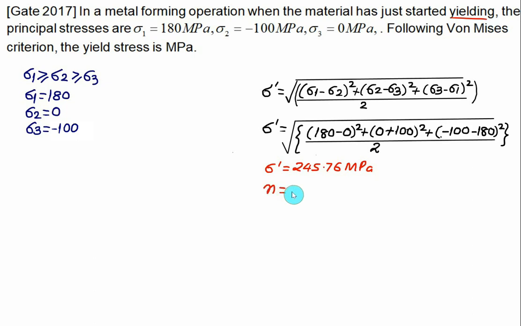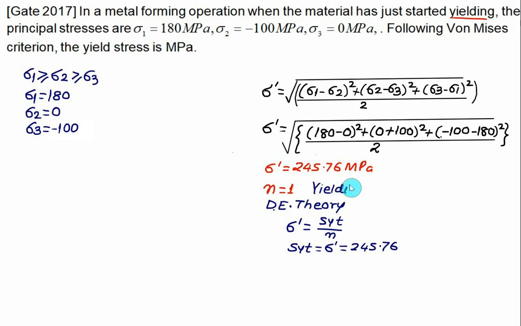He has used the word yielding. So whenever we have yielding, then we have factor of safety equal to 1, and by distortion theory we have von Mises stress equal to SYT divided by factor of safety n. Since n is equal to 1, we have SYT is same as the von Mises stress, equal to 245.76. We have to use the value of n equal to 1 when the material starts yielding.